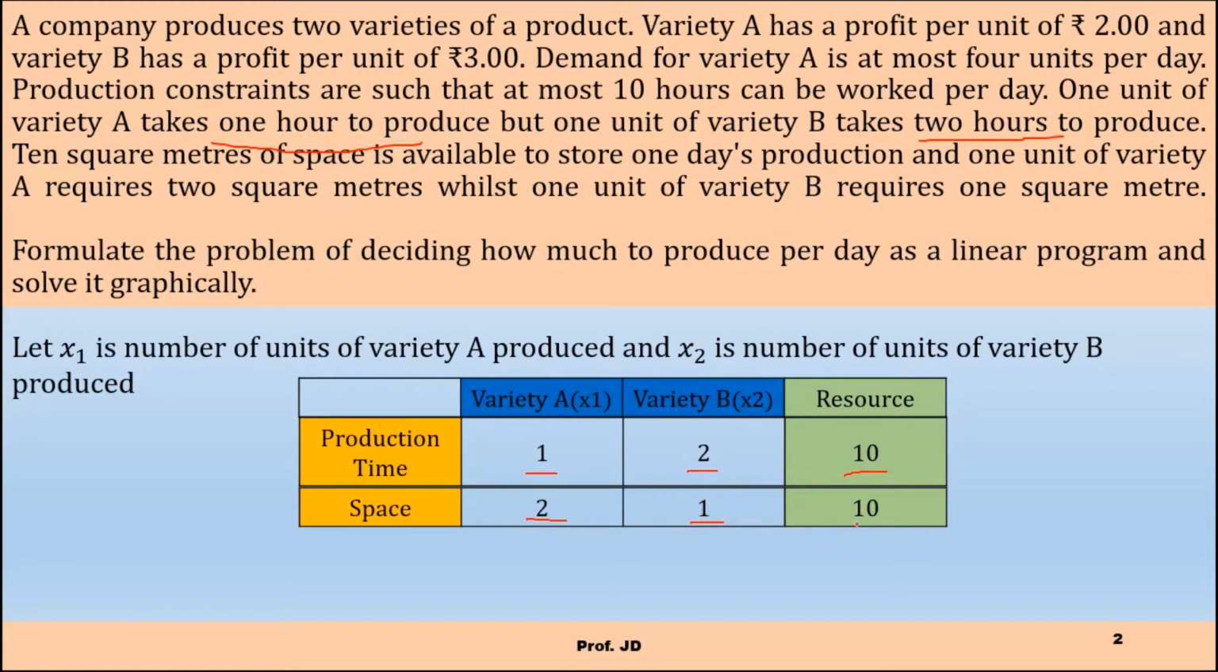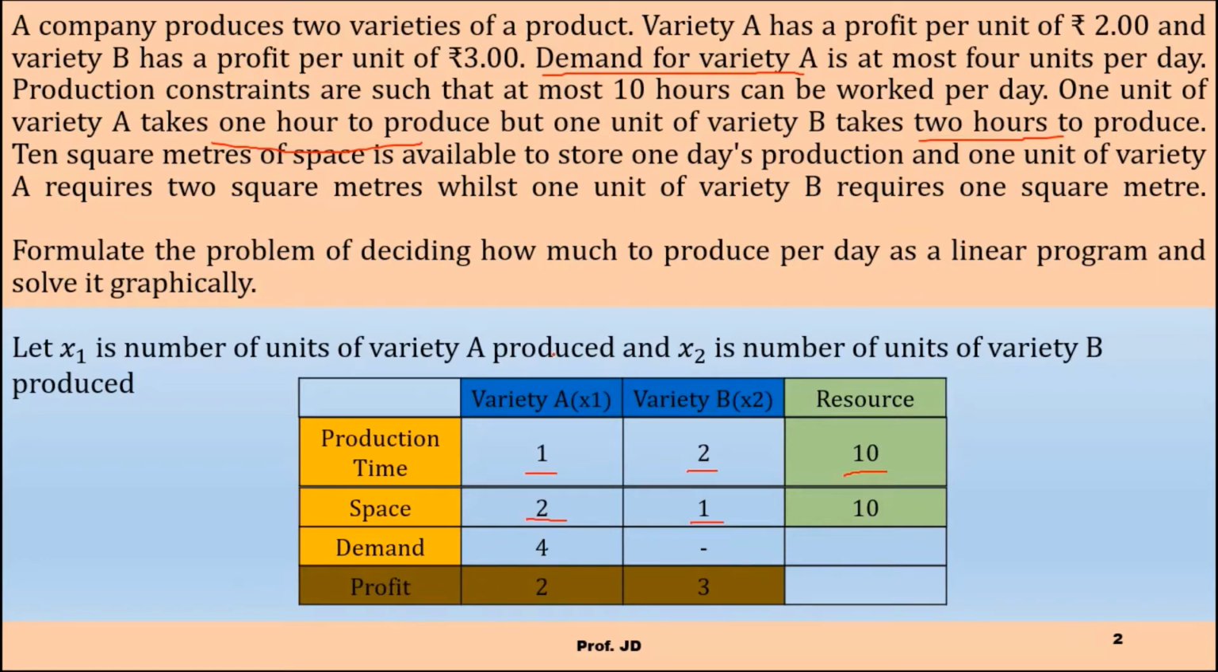Here also maximum available space is 10. Okay, so you cannot exceed above this limit. So these two constraints are less than or equal to type constraints. And the third constraint is for demand constraints. Then the variety A is at most 4 units. So variety A has a maximum demand 4 units. You cannot exceed above 4. So third constraint is 4. So x1 is less than or equal to 4, right? Profit per unit of product A is given and profit per unit of product B is given. That is 2 and 3.